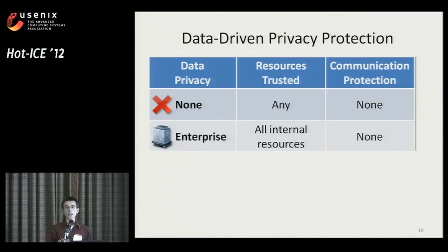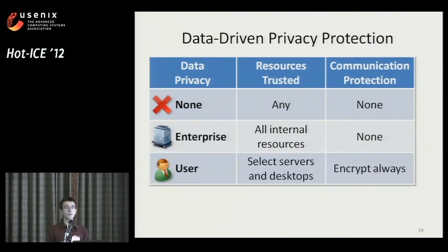The second level of data privacy is data that's enterprise private. So here our concern is that this data is not accessible to users outside of the enterprise. So maybe there's some sort of internal memo that an application is working with. And so here we're only going to use resources that are internal to the enterprise. But since anyone within the enterprise can have access to it, we're not concerned about providing any protection on that communication because we're merely communicating within that enterprise network.